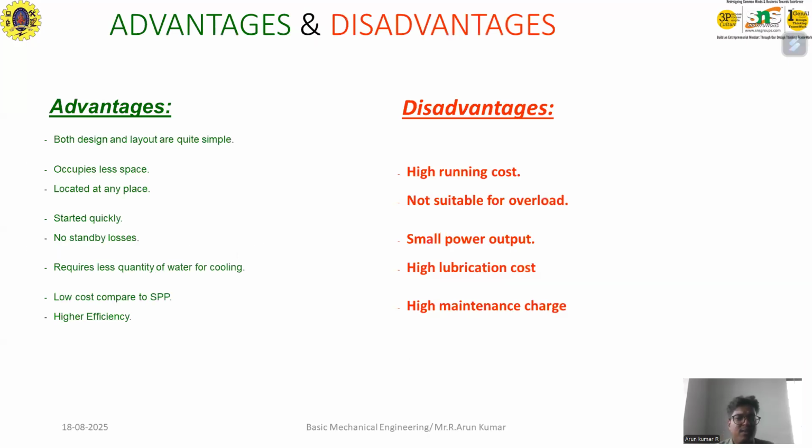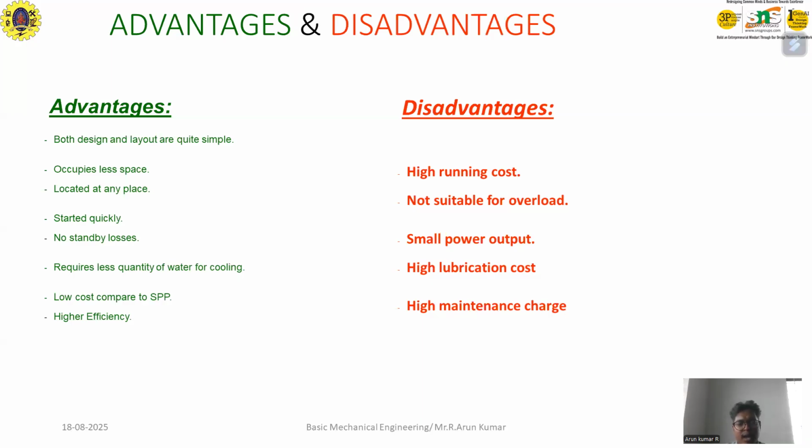Next, we discuss the advantages and disadvantages of the diesel power plant. The first advantage is that both the design and layout are quite simple. Here we have to identify the systems to install: the fuel tank system, the air filtering system, the silencer, the lubrication system, and the cooling tower. We have to be clear about the systems required to implement the diesel power plant.